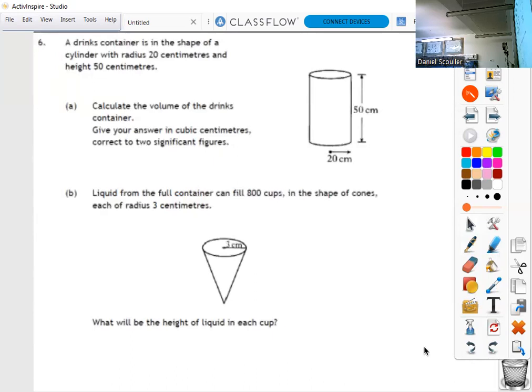Okay, so drinks container, shape of a cylinder. So you don't get given that formula. You need to know pi r squared for the area of the circle multiplied by h. Calculate the volume of the full drinks container. Give your answer in cubic centimeters to two significant figures. Same process as last time. Find out the area, that surface there.